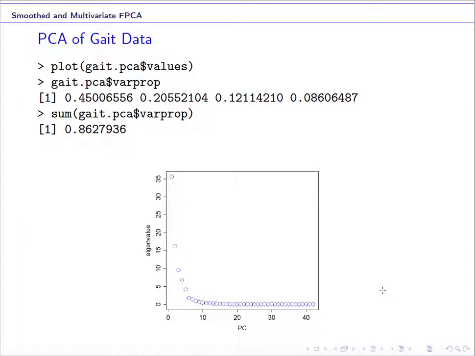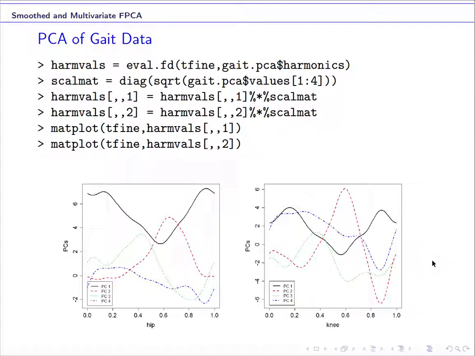And then we can do the FPCA on this gait data, so we can find the principal components on this bivariate functional data. The left side shows the functional principal components corresponding to the hip curves, and the right panel shows the first four functional principal components for the knee curves.